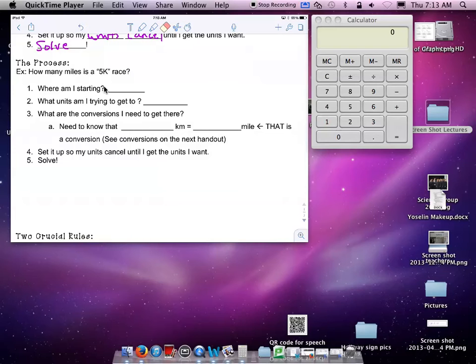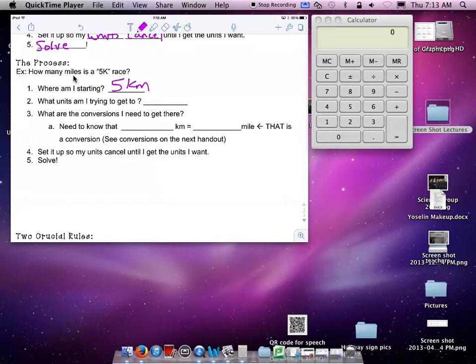So the first thing to figure out is, well, where are you starting? And where you're starting is that 5K, which remember really stands for 5 kilometers. So that's where you're starting. That's what we're given. That's the information we're starting with. That's what I mean by where am I starting. So what am I trying to get to? That's the thing it's asking for.